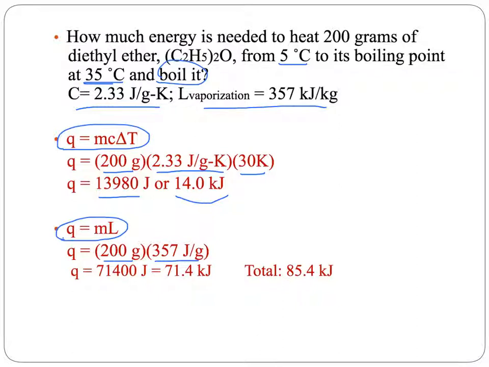The constant is given to you as kilojoules per kilogram, so we just need to drop that down into joules per gram, which is a very easy conversion, and then do the math to find out that that will take 71.4 kilojoules. And of course, going from a liquid to a gas is going to require a lot of heat moving in, a lot of energy transfer to make that change of phase. So when you add these two together, the total amount of heat needed, or the final Q, would be 85.4 kilojoules.